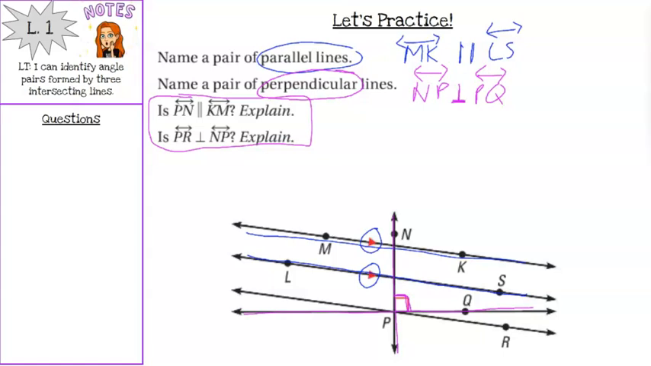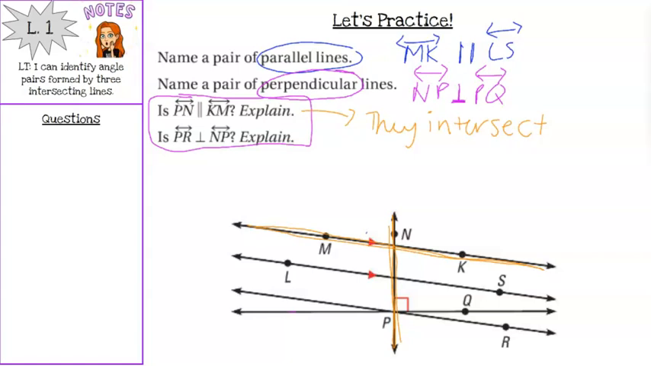Is line PN parallel to line KM? So we look at our diagram, PN is right here, and KM is right here. So no, they are not parallel, and the explanation would be they intersect. If two lines intersect, they by definition cannot be parallel, because parallel lines do not intersect.